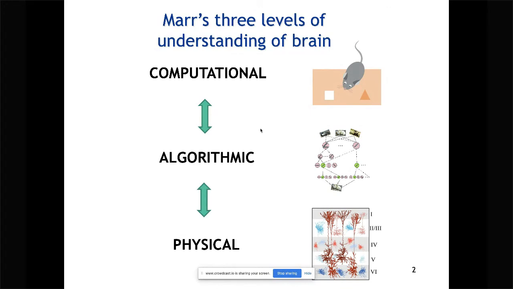Because if we go back to Marr, his famous three levels of understanding of the brain: the computational, algorithmic, and physical levels. The computational is more about the strategy, say, a mouse uses to recognize things. The algorithmic is more specific: what kind of algorithms are used to implement this computation. And the third level is: what are the neurons and neural circuits that implement this algorithm?